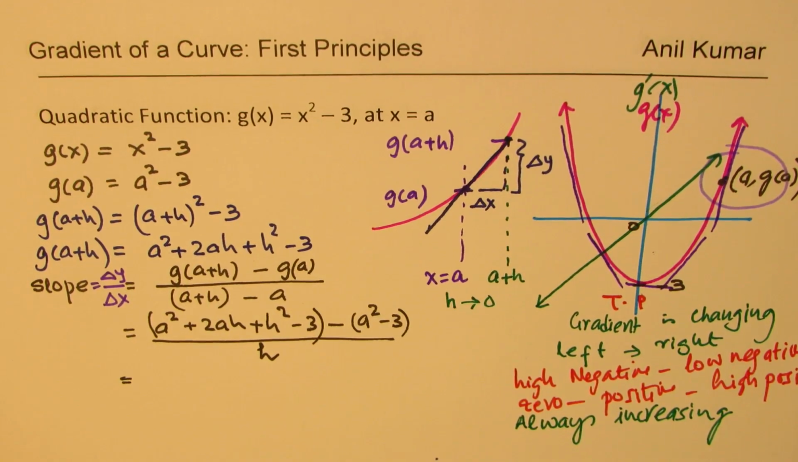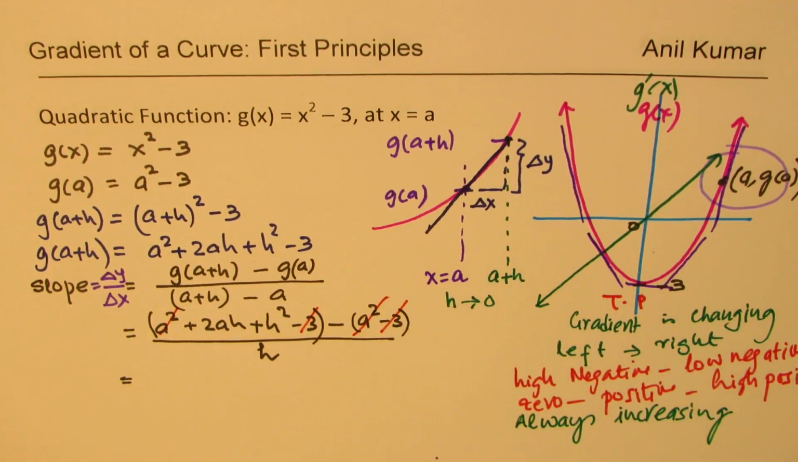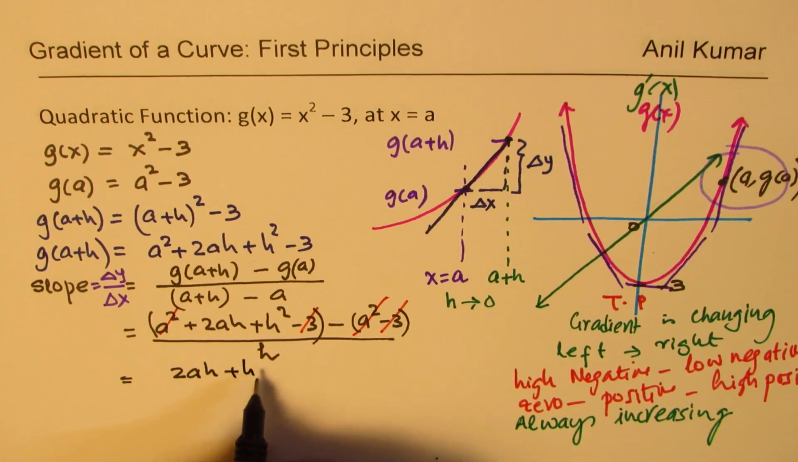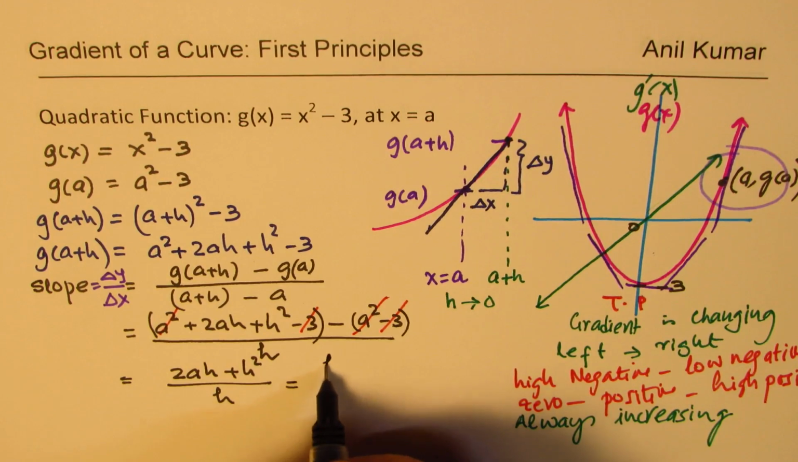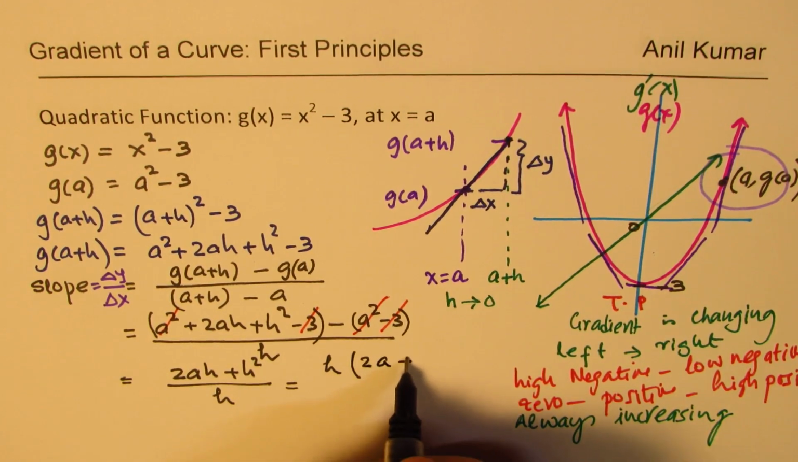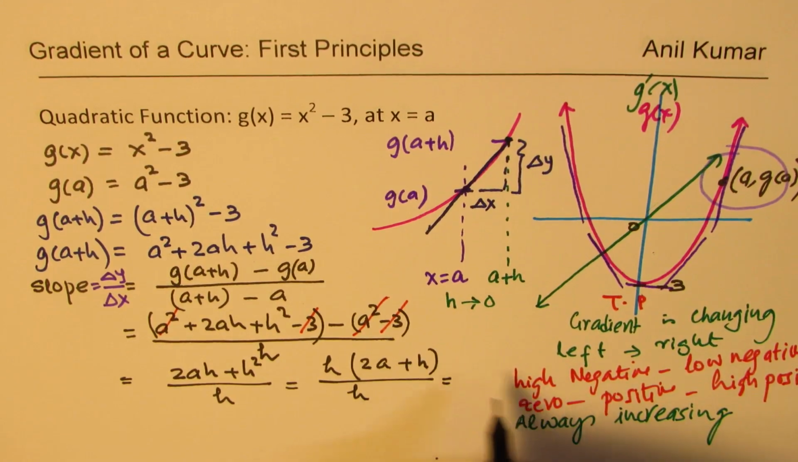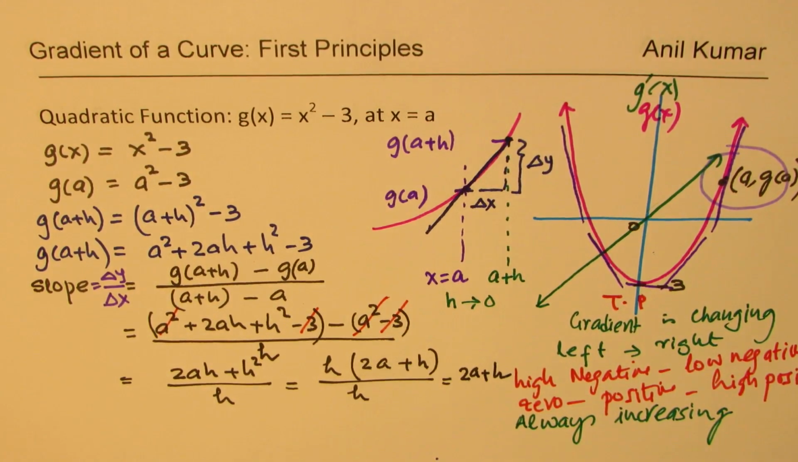Well, the terms a square and a square cancel away, right? So this a square and a square cancel. This minus 3 also cancels. We are left with 2ah plus h squared divided by h, which I can take h common, so I get h times 2a plus h divided by h, which is 2a plus h. Is that clear to you?